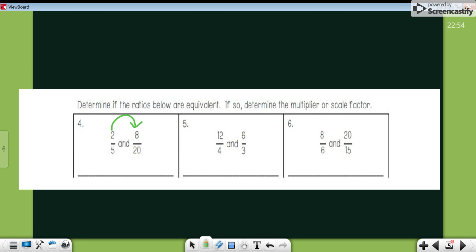You can also use the method of scaling. 2 times 4 is 8. 5 times 4 is 20. The scale factor is times 4. Okay, I'm going to let you pause and do a couple more.